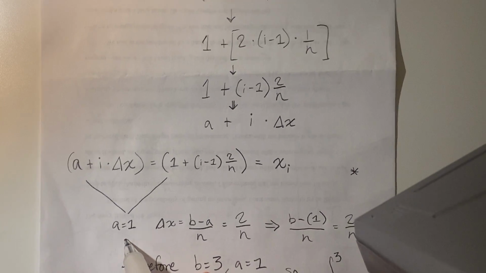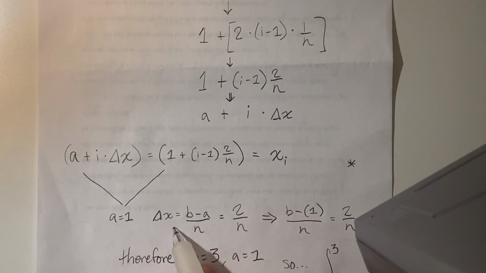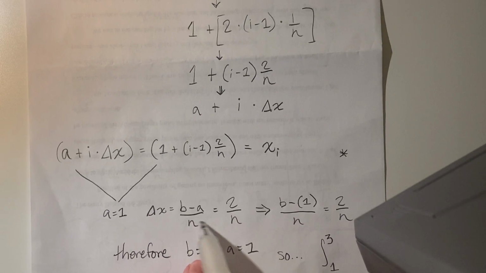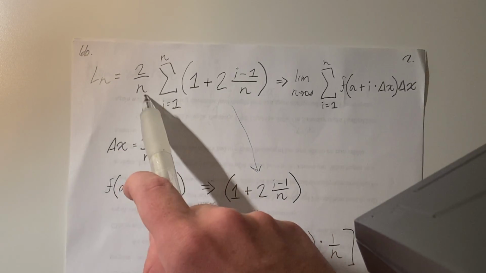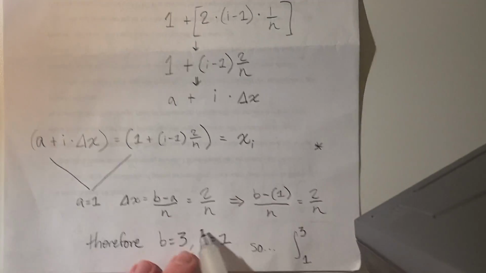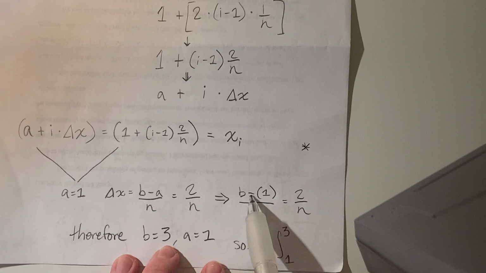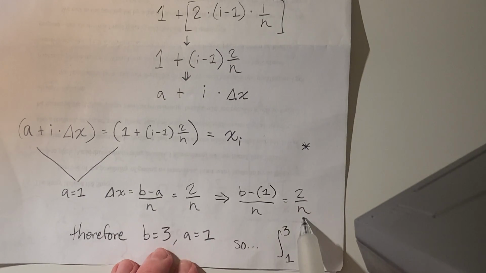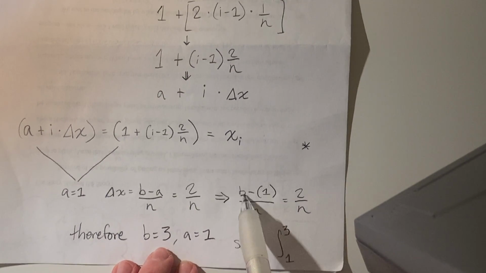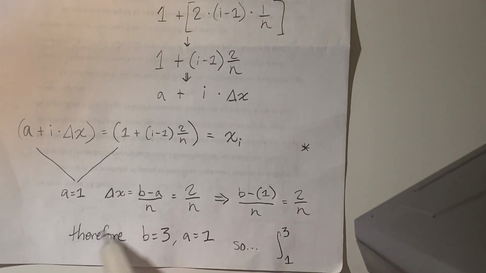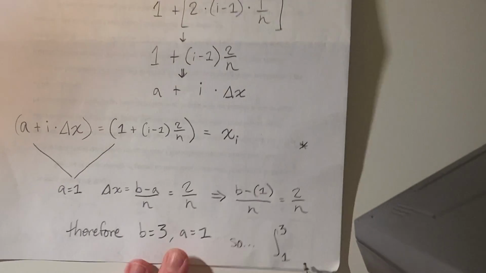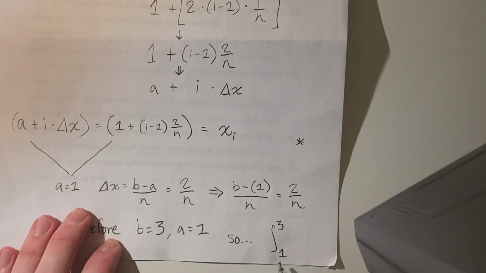So that's going to be important in finding the correct interval for our integral. We know delta x is (b minus a) over n, and we know delta x is also 2 over n, because at the start of our equation we're given that. So you plug in 1 for a, and (b minus 1) over n has to equal 2 over n, therefore b has to be 3. 3 minus 1 is 2. So now we've got the start of our integral, which has the endpoints 1 to 3.